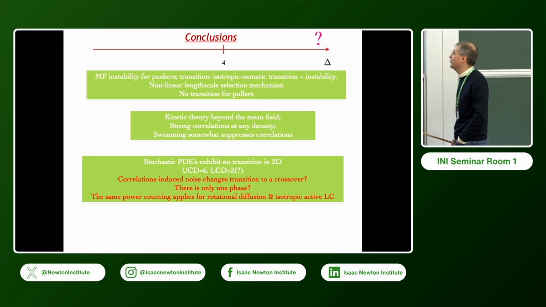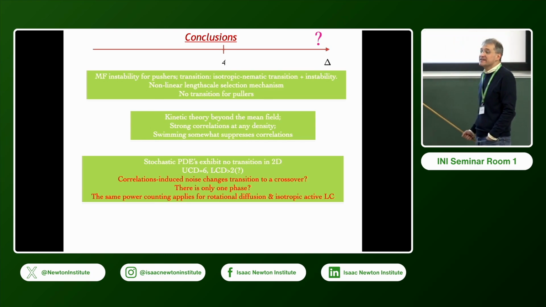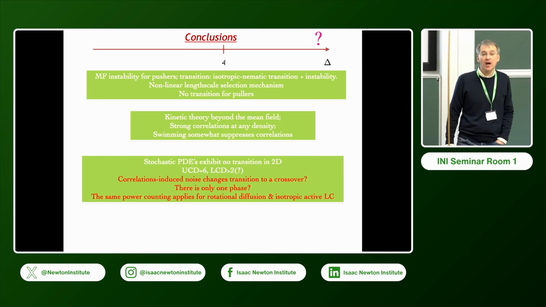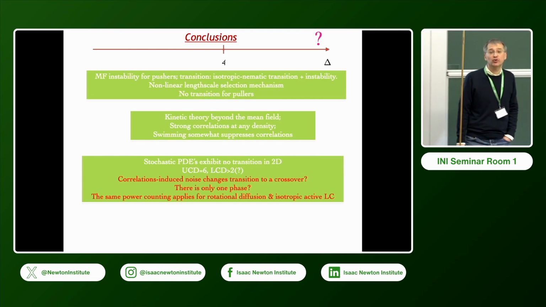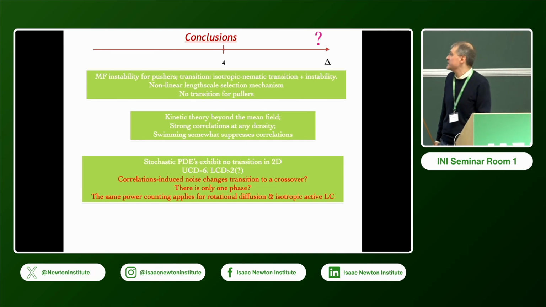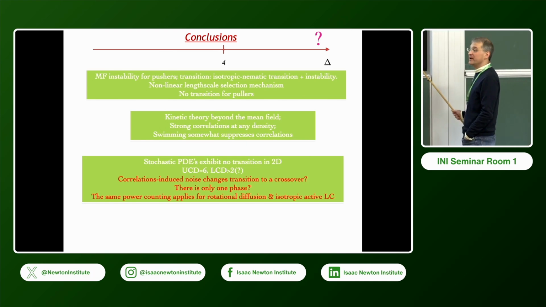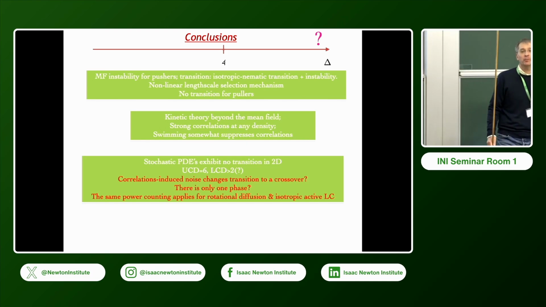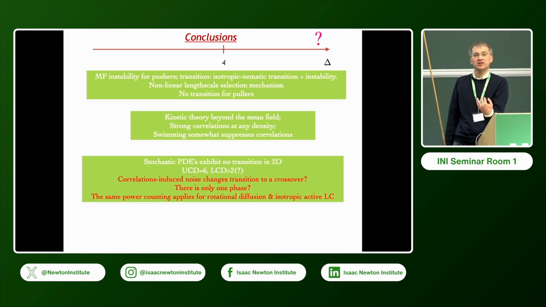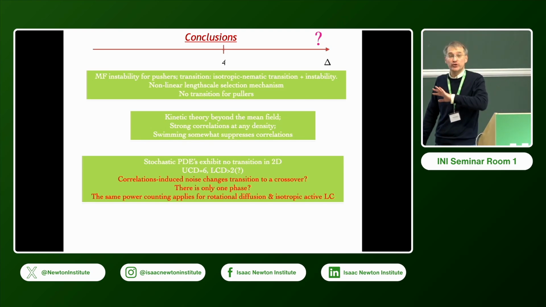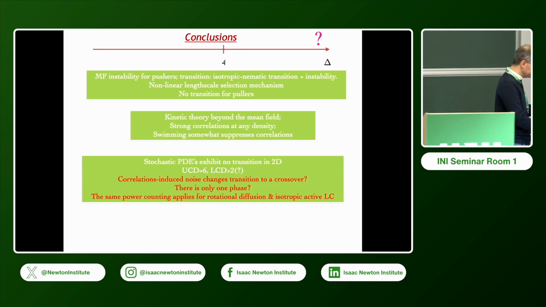Last thing I want to point out before I stop is that exactly the same power counting applies for systems with rotational diffusion, so you do not need to have tumbling to have all of this, and to isotropic active liquid crystals, so active gels taken below the point of the isotropic nematic transition. In the presence of noise, all of them do the same thing, which is wiping out any sign of collective motion. I stop here. Thank you very much. I take questions.